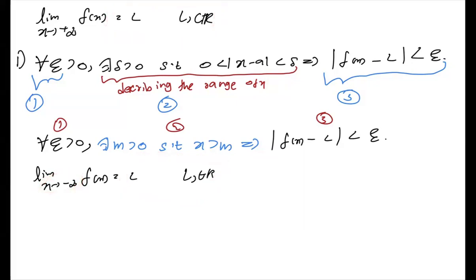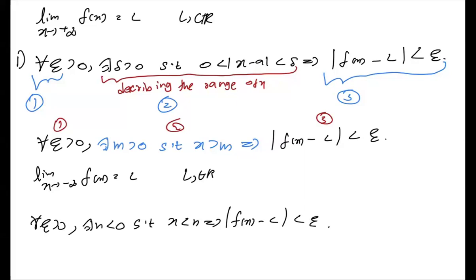Okay? Now I can write the limit as x goes to minus infinity. I have to write for all epsilon greater than 0, there exists N less than 0. I use N because it is a negative number, such that x less than N implies |f(x) minus L| less than epsilon. I forgot to change the color. I will change the color like this. How do I change that one? Let me change the color.